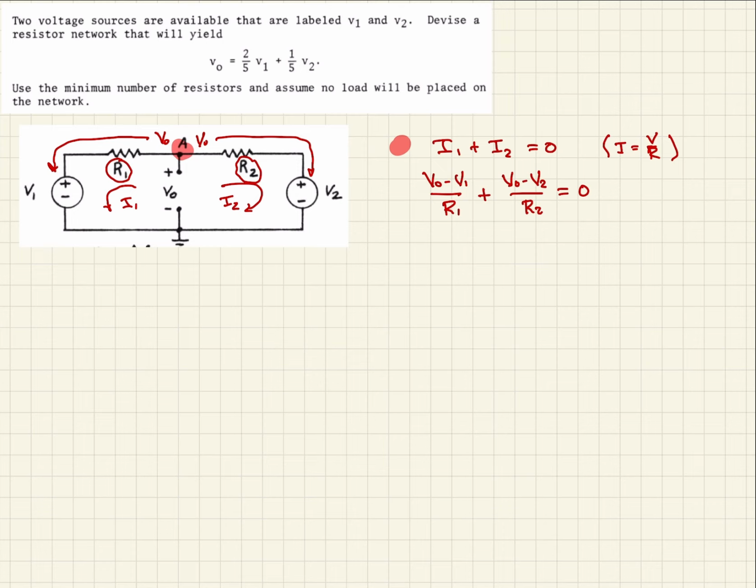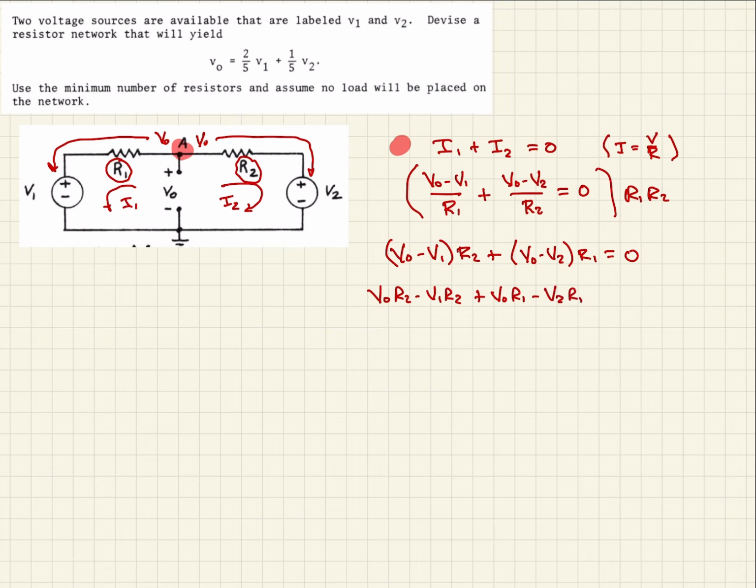The first thing we want to do is multiply everything through by R1 and R2. When we do that, the I1 term goes to V0 minus V1 times R2. The second term is V0 minus V2, and the R2s cancel out, leaving R1. Anything times 0 is 0, so the right-hand side remains 0. Now multiplying everything out, we get V0 R2 minus V1 R2, plus V0 R1 minus V2 R1, equal to 0.